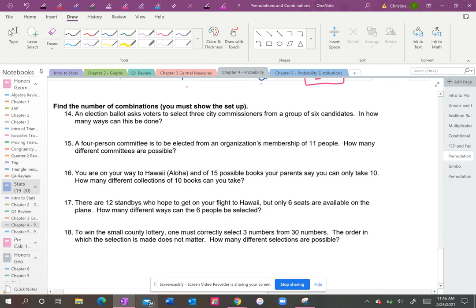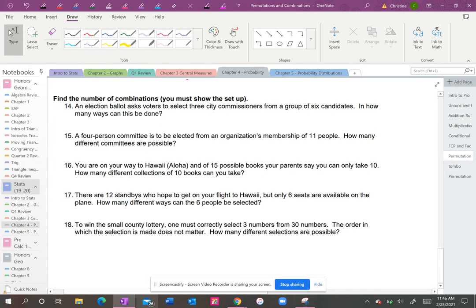These, I'm going to set them up for you, and then we can put them all in the calculator at the end. So an election ballot asks voters to select 3 city commissioners from a group of 6. So this is like people on the Board of Education. It doesn't matter if you get selected for the Board of Education first or last. You are still on the Board of Education. So it doesn't matter if you get picked first or third. If you are one of the 6 people to be chosen, and they need 3 people to be on the board, that's a combination, okay?